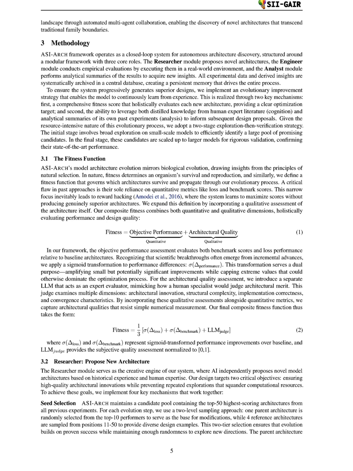The ASI-ARCH framework operates as a closed-loop system for autonomous architecture discovery, structured around three core modules: researcher, engineer, and analyst. First, the researcher module proposes novel architectures based on historical data and human expertise, utilizing a candidate pool of top-performing architectures and employing a two-level sampling approach to ensure diversity and innovation.